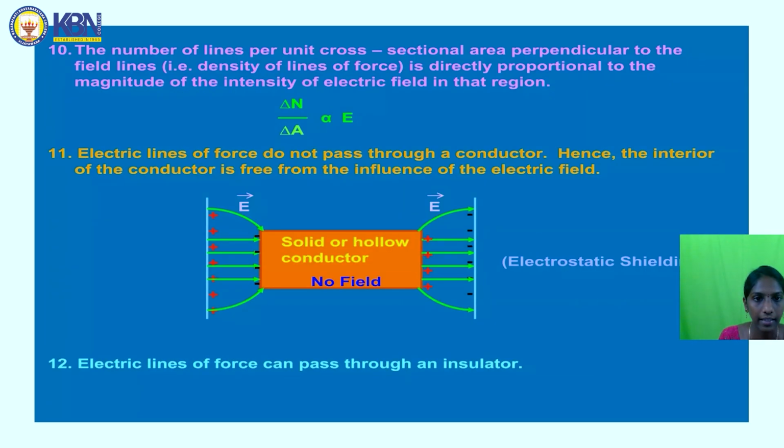The number of lines per unit cross-sectional area perpendicular to the field lines, that is, the density of lines of force, is directly proportional to the magnitude of the intensity of the electric field in that region. So the formula is delta N by delta A directly proportional to E. Electric lines of force do not pass through a conductor. Hence, the interior of the conductor is free from the influence of the electric field. Electric lines of force can pass through an insulator.